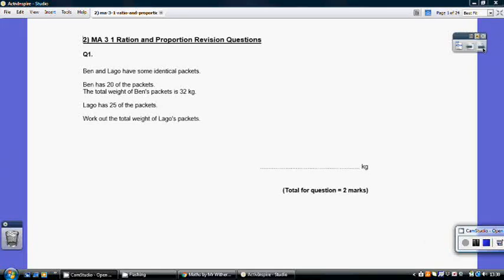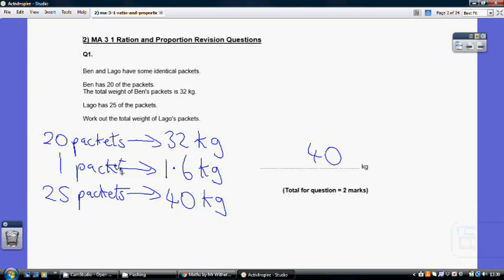Question 1. So 20 packets weigh 32 kilograms. So one packet must weigh a 20th of this. So divide 32 by 20 and you get 1.6 kilograms. So that's what one packet weighs.